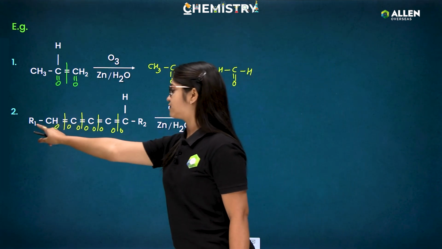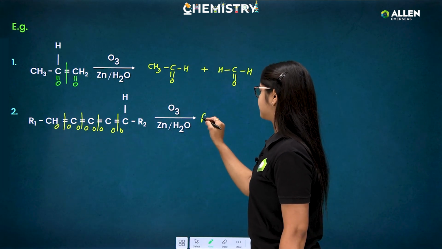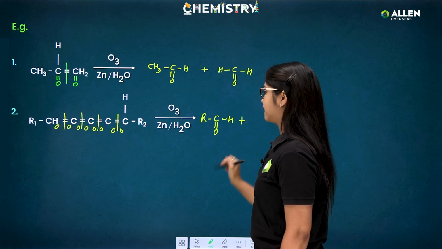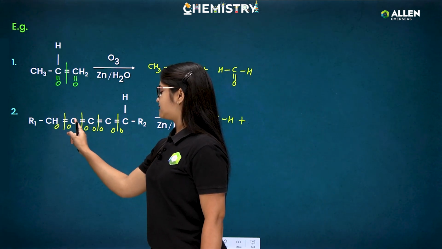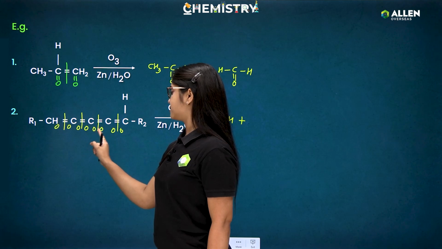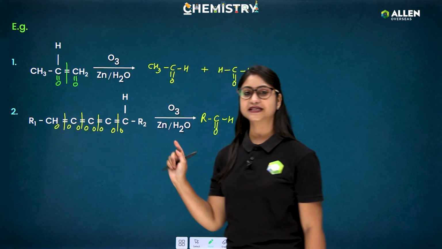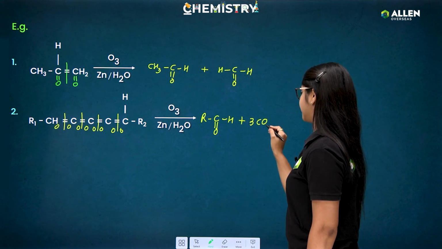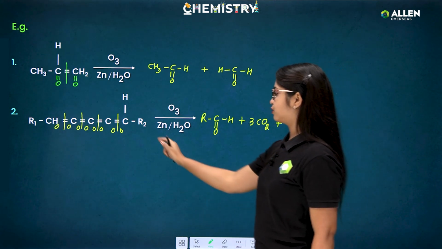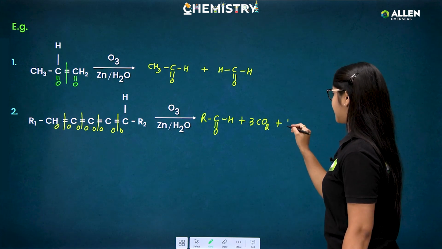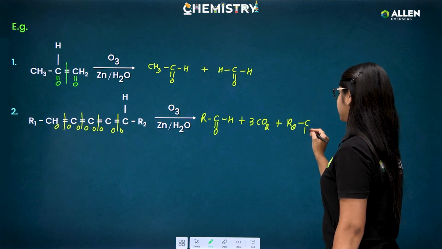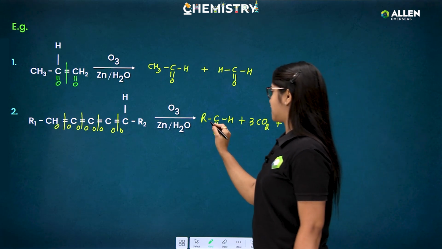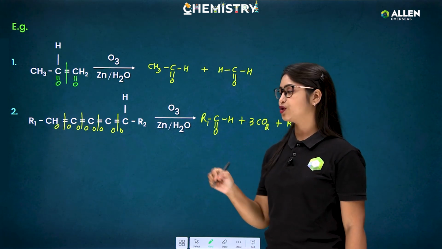Now first of all, this first product is R1 C double bond OH. Now look at the middle carbons: CO2, CO2, CO2. So we are getting 3 CO2 molecules from this compound. Now this one is also an aldehyde, R2 C double bond OH. This was R1. These are the products, right?